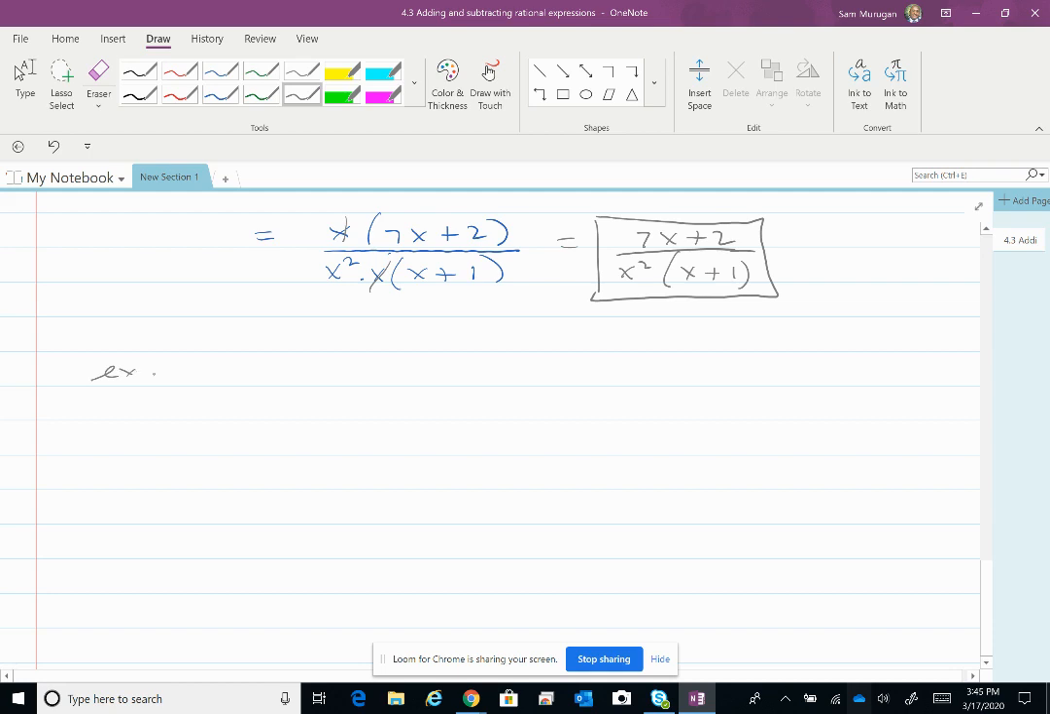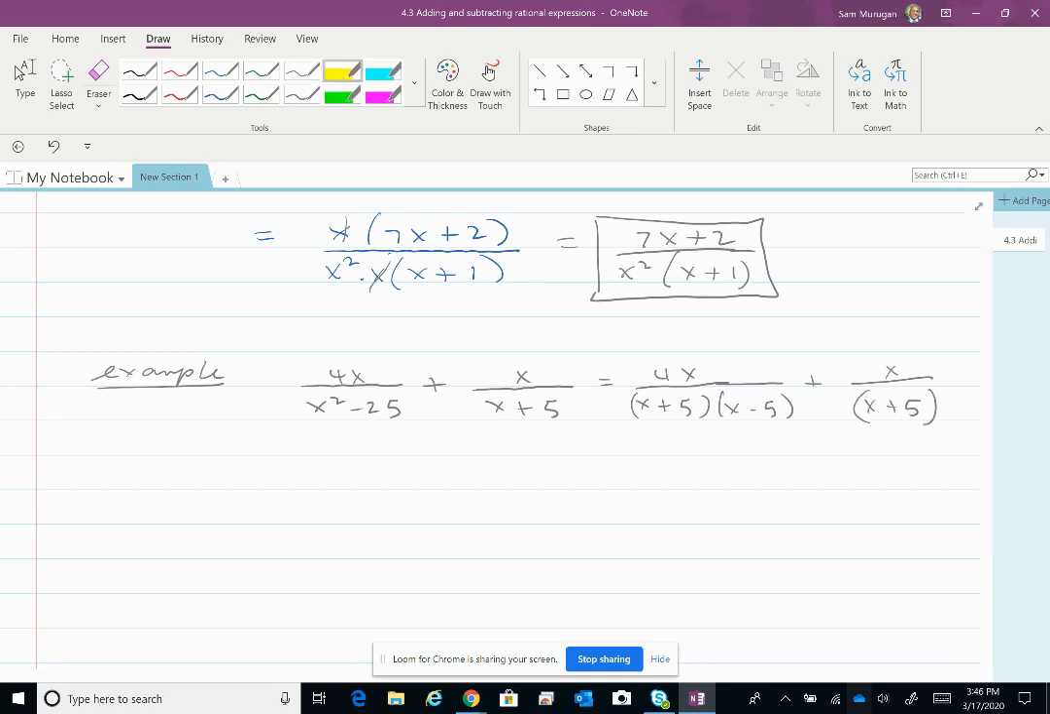Example. So I have to solve for x over x squared minus 25 plus x over x plus 5. This can be written because we have a difference of squares here. So this is 4x into x plus 5, x minus 5, plus x over x plus 5.